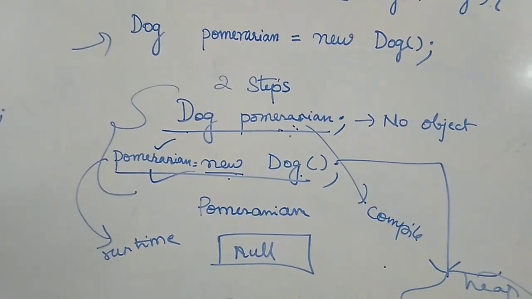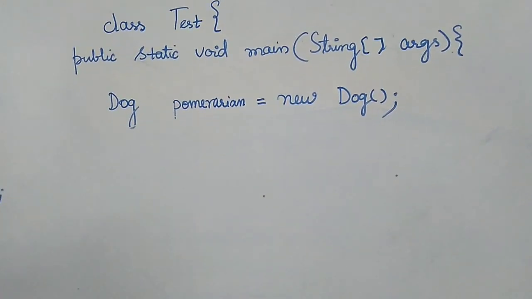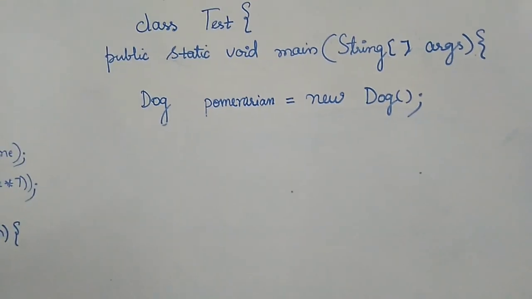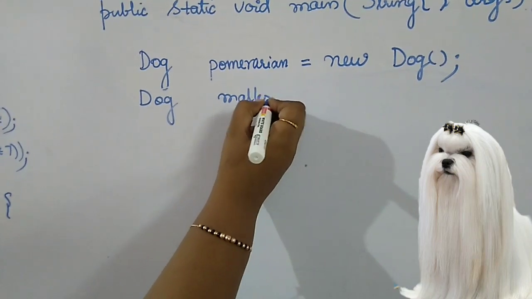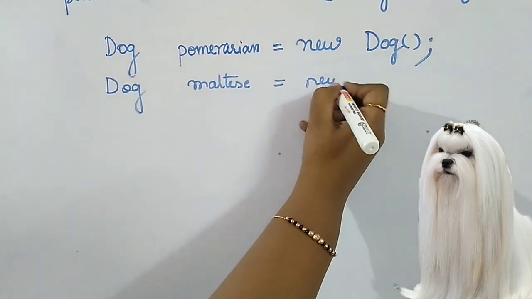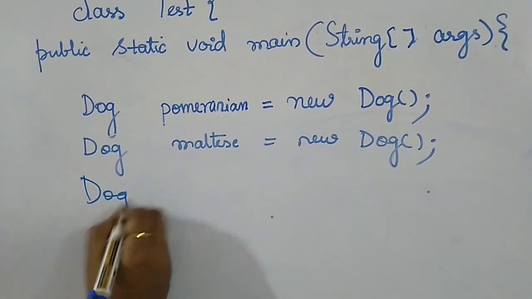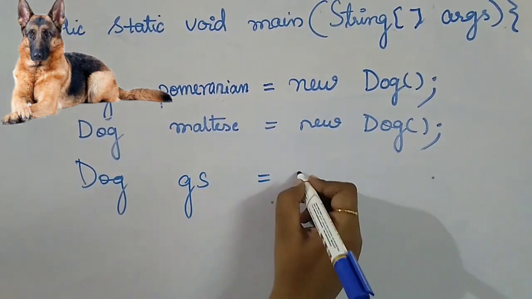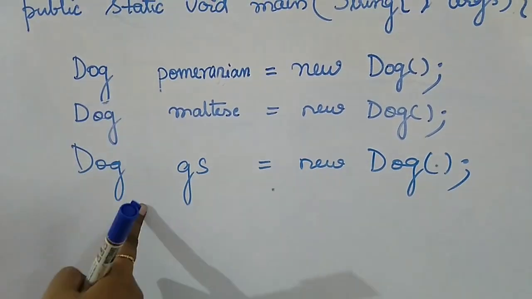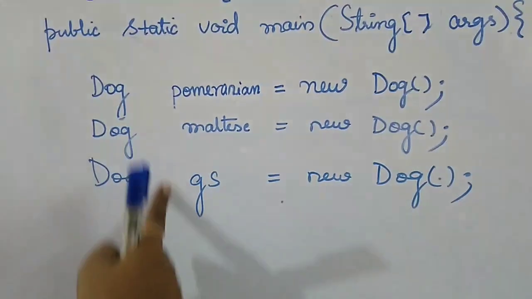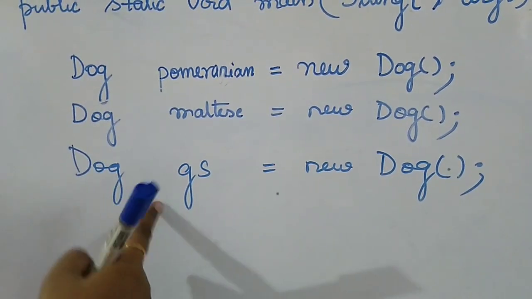Now we'll try to create two more objects. So I am saying dog Maltese is equal to new dog. Okay, dog German Shepherd is equal to new dog. So how many objects have we created? We have created 3 objects of dog type.